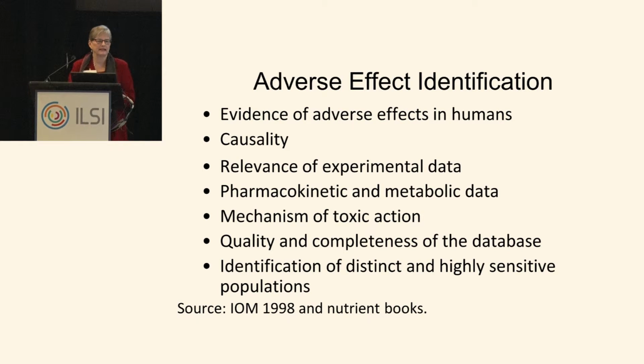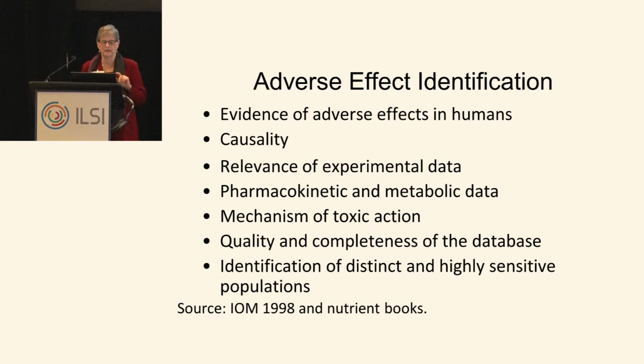Adverse effect identification. The idea was to look at evidence of adverse effects in humans, causality, relevance of experimental data, and pharmacokinetic and metabolic data. This was actually added. I think they did it all along, but this was added specifically in some of the later accounts of the UL process. Then mechanism of action, quality and completeness of the database, and identification of distinct and highly sensitive populations.